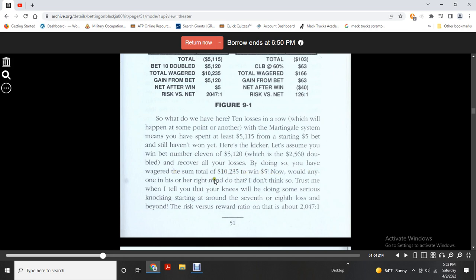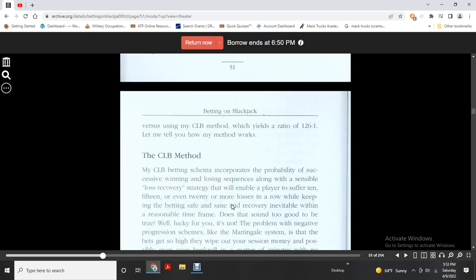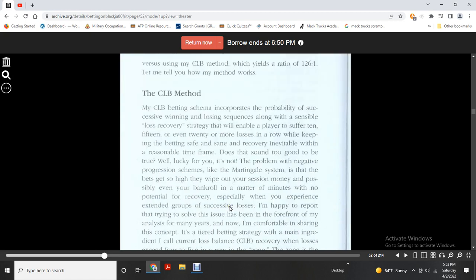Now, would anyone in their right mind do that? I don't think so. Trust me when I tell you that you'll be on your knees when doing something this serious, starting around the 7th and 8th loss, and the risk versus reward ratio on that is about 2,047 to 1. The current loss balance betting method yields 126 to 1. Let me tell you how this method works. The current loss balancing betting scheme incorporates probability assessment of winning and losing sequences along with a sensible loss recovery strategy that enables the player to suffer 10, 15, even 20 or more losses in a row while keeping betting safe, the same, and recovering inevitably within a reasonable time frame.